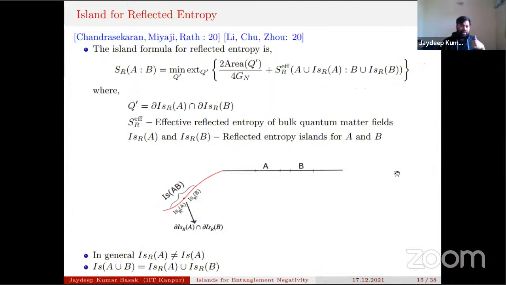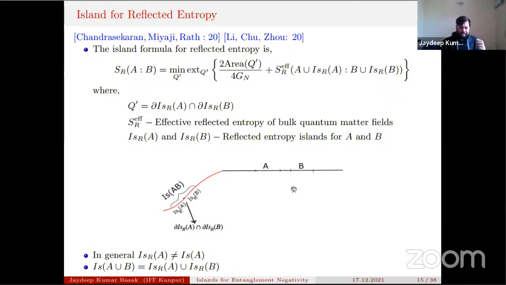In the same way, we can write the island for reflected entropy, where it was proposed in these two papers. It was written that SR has a sum of two different terms. First term is twice the area of a special surface, which is Q prime. Now, Q prime is the intersection of the boundary of reflected island A and reflected island B. And the second term was the effective reflected entropy of bulk quantum matter fields between these two regions. Now, this Q prime is a special surface here, which is denoted in this picture by this black dot.